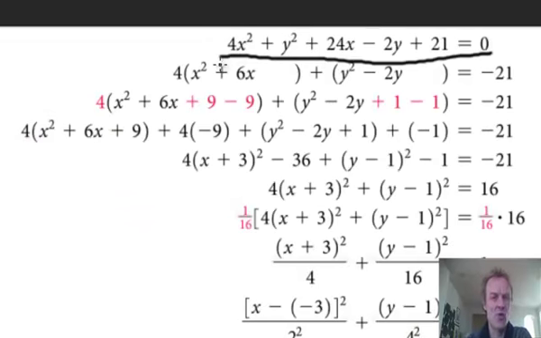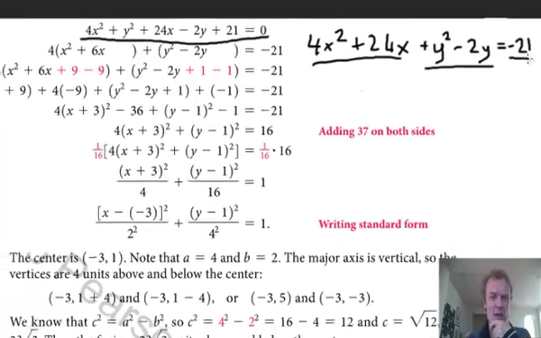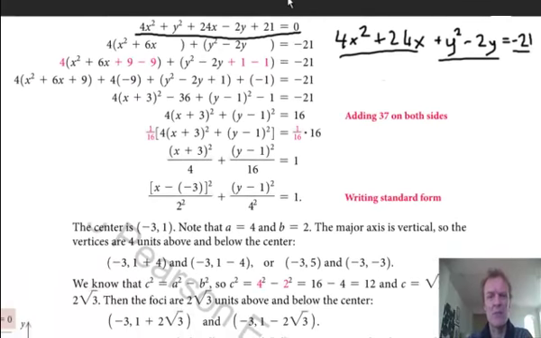Well, first of all, they've missed a step here. Let's get the x's together. So 4x squared and 24x. Y squared minus 2y. And again, put the number on the other side, so take away 21. Okay, so there we go. Now I'm going to do it differently to what they've done. You can look through that if you want to, but watch this.